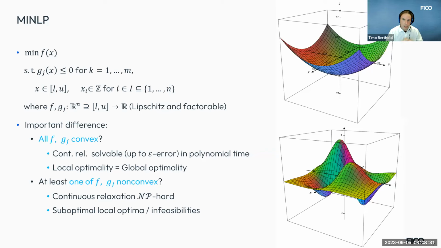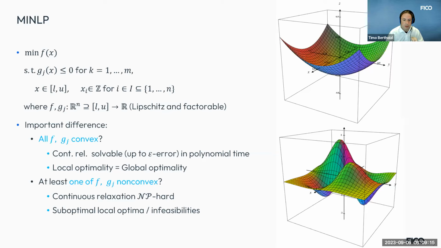So at least the continuous relaxation. If you leave out the integralities for a moment, this is solvable fast, in a mathematical term for fast. And this is mainly because local optimality implies global optimality in such a case. If at least one of the f or j is non-convex, so it bends in either direction, then this becomes much more complicated already from a theoretical perspective, and this also carries down to computational applications. And in this case, you can have, even for the continuous part, suboptimal local optima or even infeasibilities.